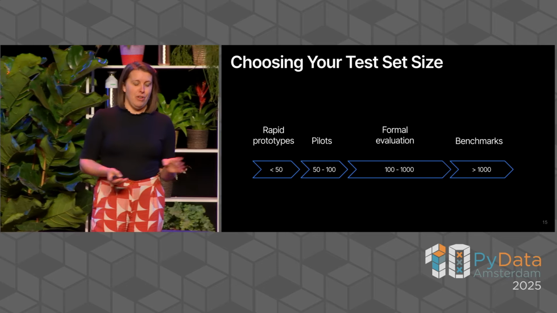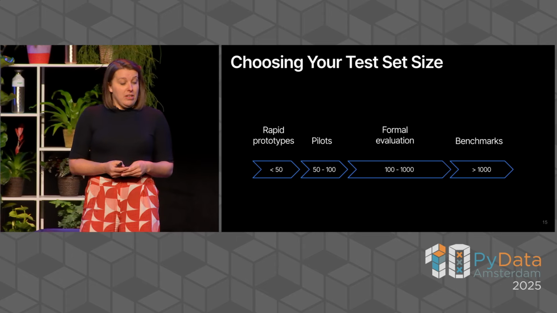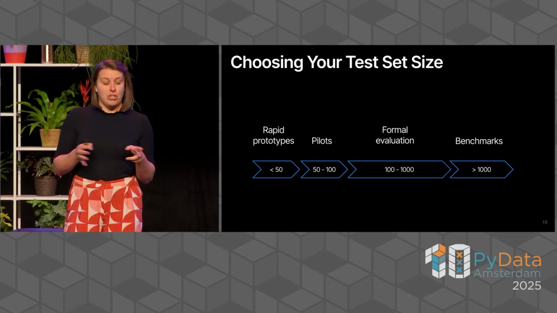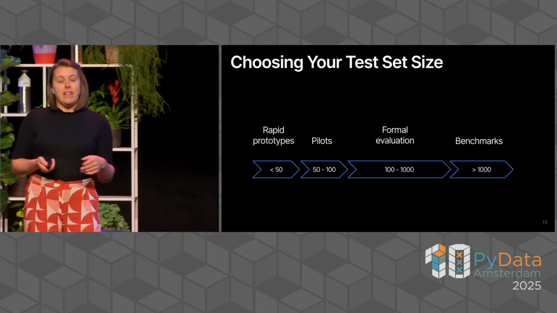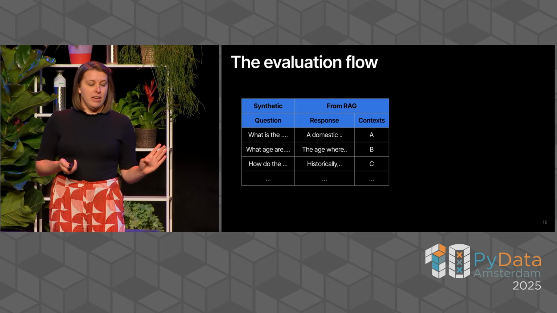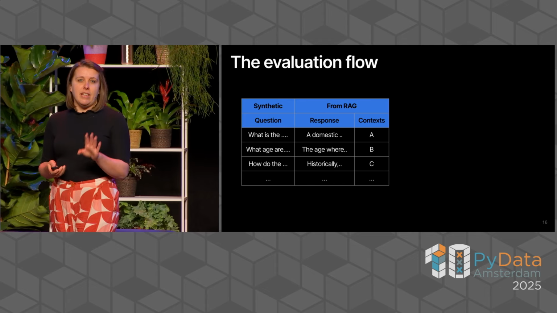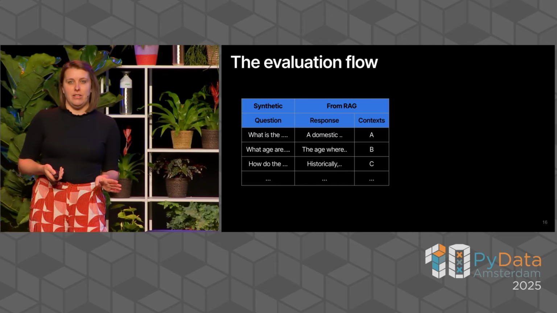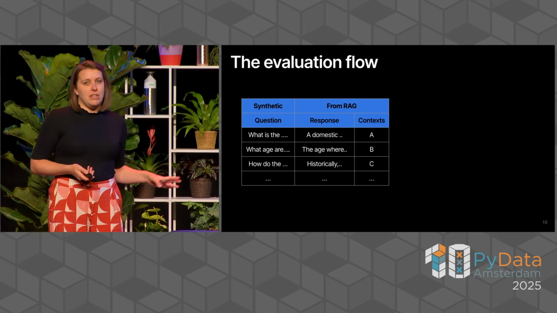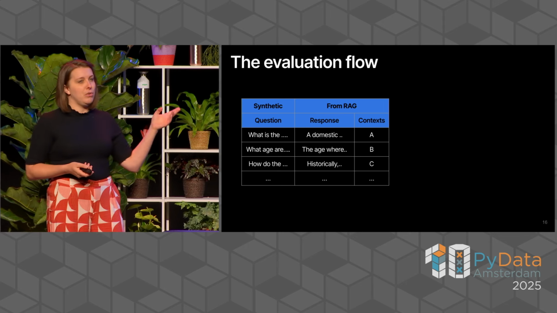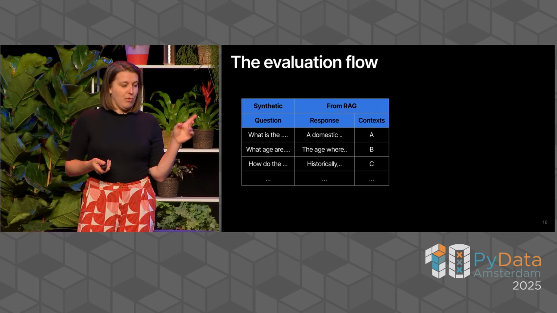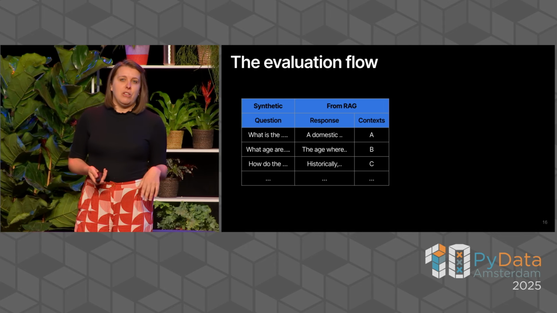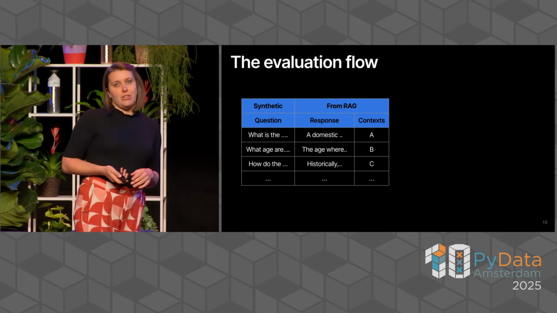That's mostly safe. All right, we have questions. We generated a bunch of them. Now it's time to pass those through your RAG, and then you end up with a data set that looks somewhat like this. It has your synthetic questions. They will pass through your RAG or your chatbot, whatever. You get for each of these questions a response and your context documents.